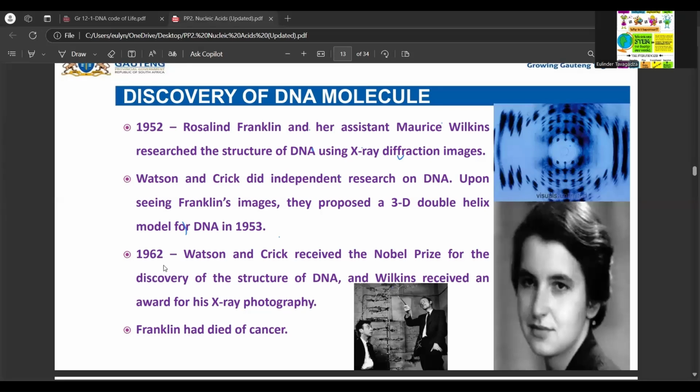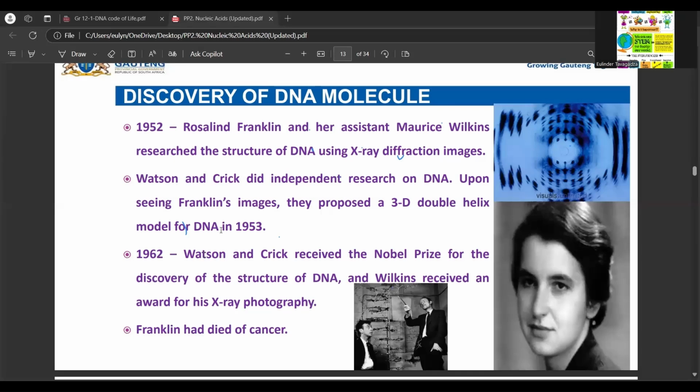Then we move on to 1962, where Watson and Crick received the Nobel Prize for the discovery of the structure of DNA. And then Wilkins received an award for his X-ray photograph. So this is the summary that you need to know about the brief history of the DNA structure, right?